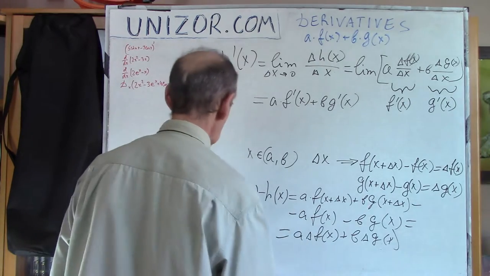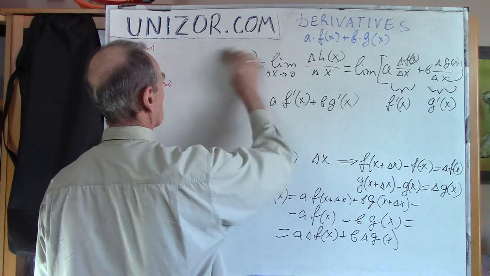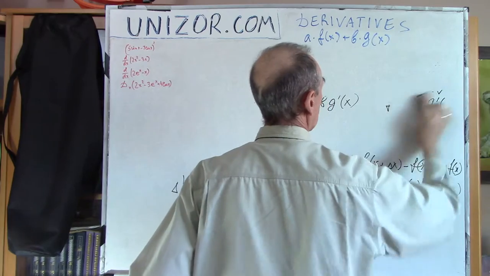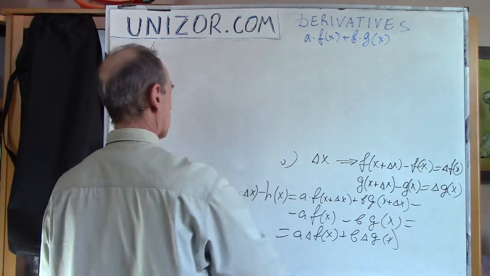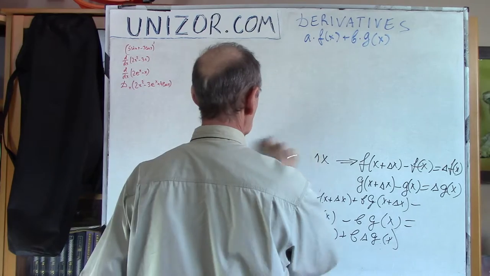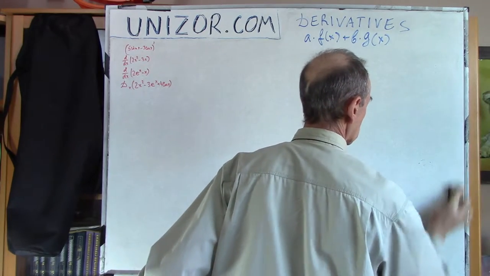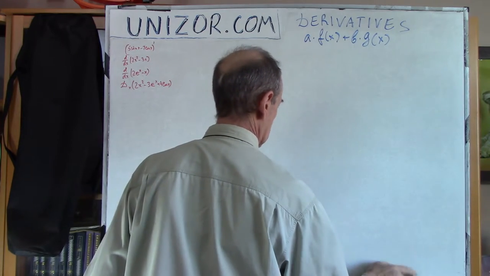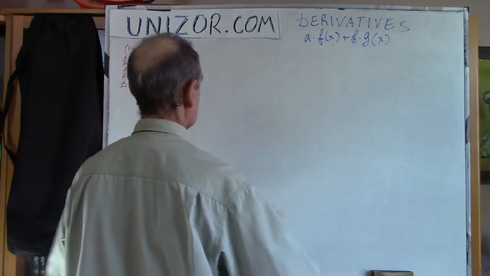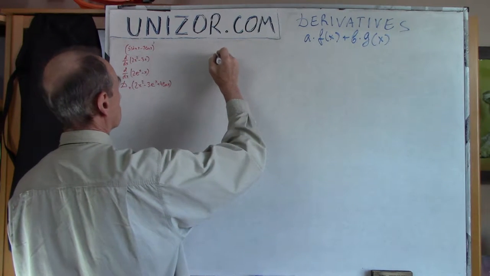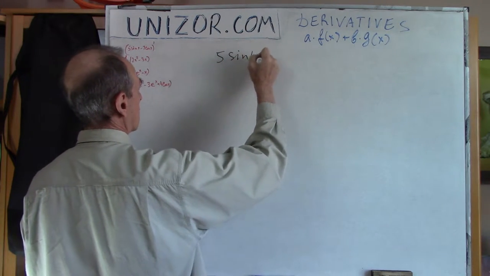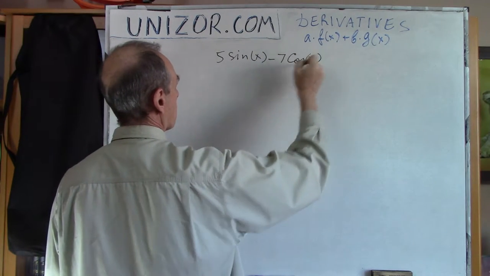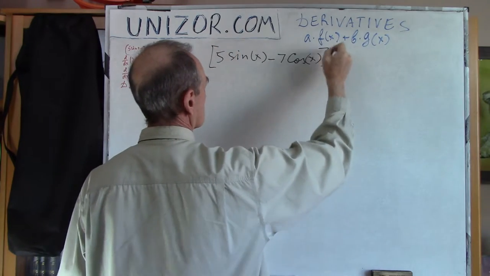End of story. Now a couple of examples which would help you to use this particular property if you would like to take a derivative of some a little bit more complex function than we did before. For instance, 5 sine of x minus 7 cosine of x. And I would like to take derivative of this.